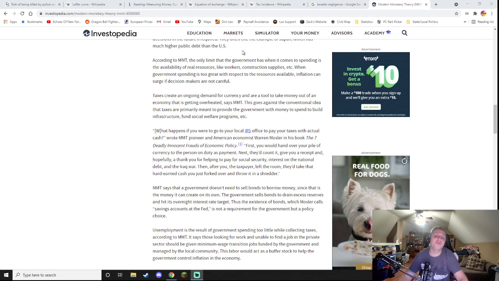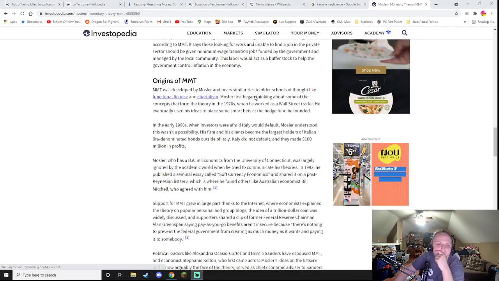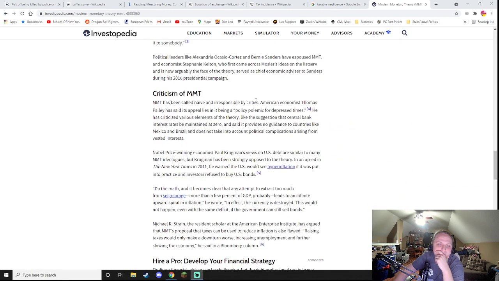According to MMT, the only limit the government has when it comes to spending is the availability of real resources, like workers and construction. If spending is too great with respect to resources available, inflation can surge if decision-makers are not careful. Origins of MMT.